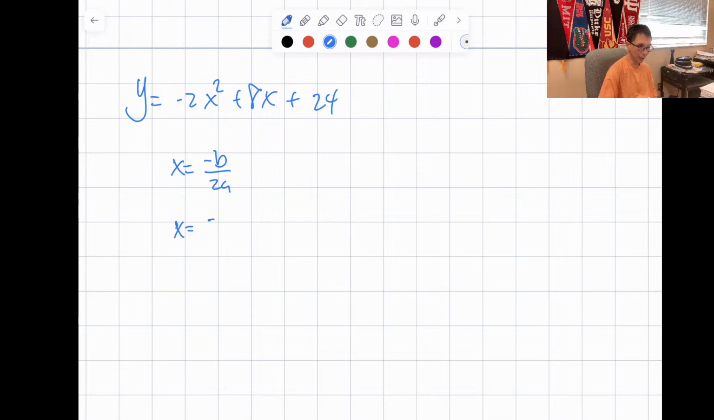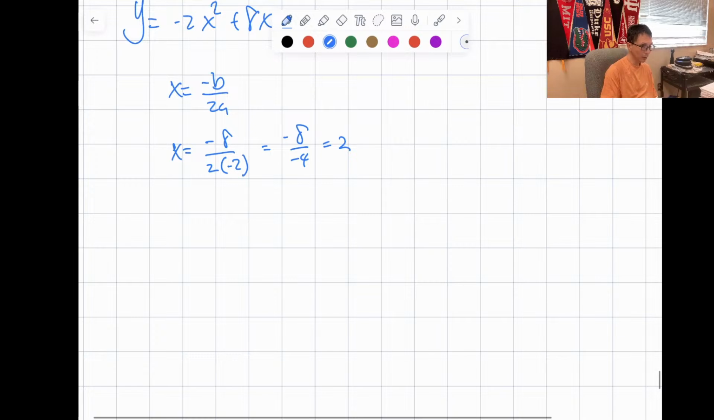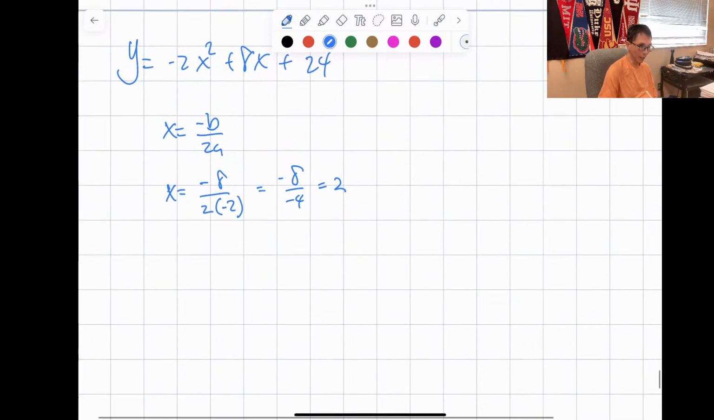x equal to negative 8 over 2 times negative 2, right? So it'd be negative 8 over negative 4. That's equal to 2. Is that okay? Now that's 2, and you say, okay, great. I'm going to plug 2 into the function because this is the x coordinate of the vertex.